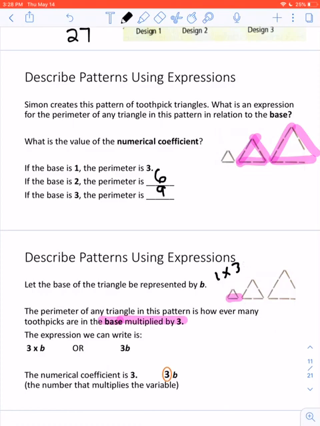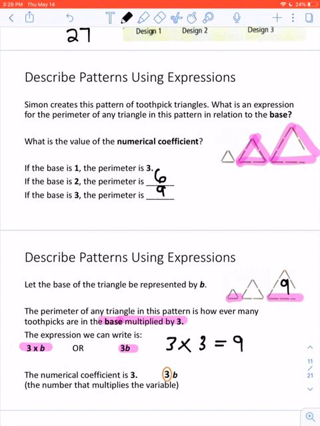Now we have to write the expression, the tricky part. So the expression we can write is 3 times the base, or 3b. 3 times b, or 3b. So that means that whatever the base is, so in this case the base is 3, let's try it. If the base is 3 times b, which is 3, there's going to be 9 toothpicks total, which is true. There's 9 in the perimeter there.